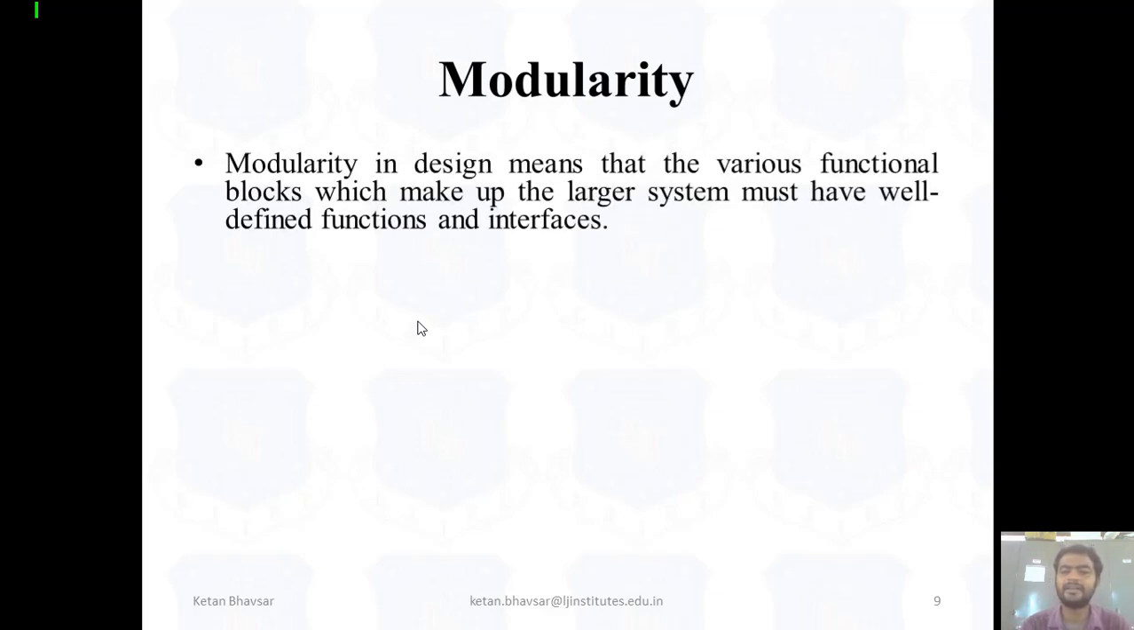Modularity in design means that the various functional blocks which make up a large system must have a well-defined function and interfaces. So if you design any large system, like we already saw one example of a 4-bit adder, then with the help of the hierarchy you divide the 4-bit adder into 1-bit adder parts. But each and every 1-bit adder should work perfectly. Fine. So it's the best example of modularity. If each and every 1-bit adder works perfectly, then and only then will it generate the 4-bit adder output.